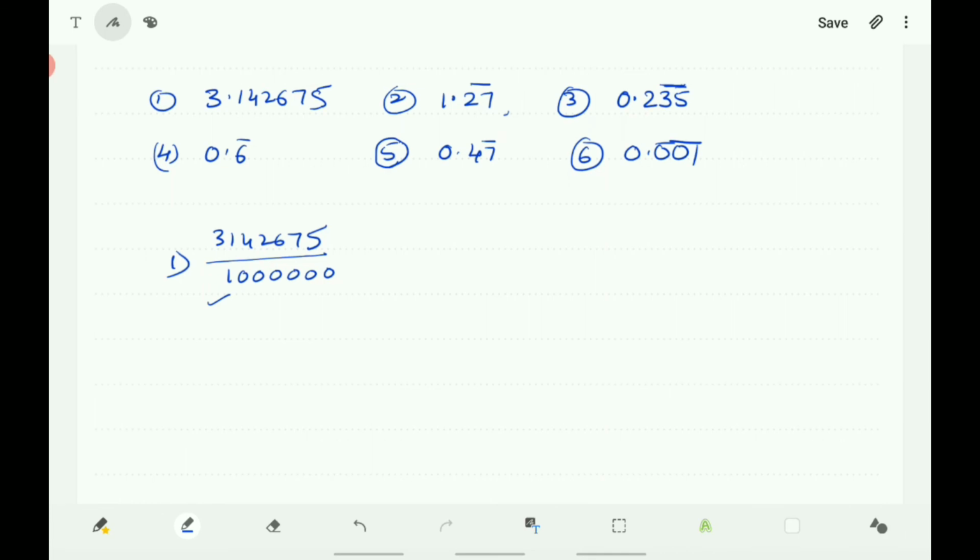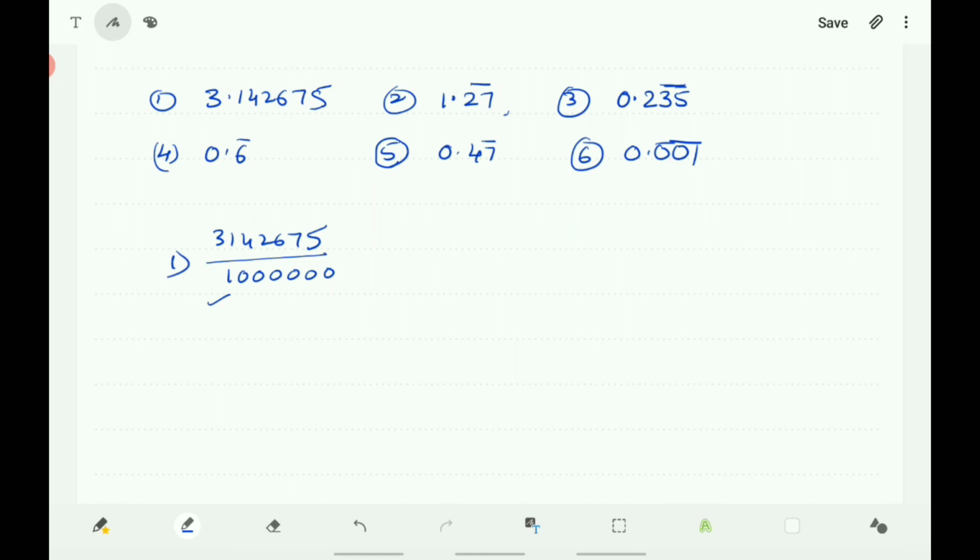And the third one is 0.235. Here 2 is non-recurring and 3 and 5 are recurring. So in the first step you take x = 0.235. After that you must transfer 2 to the integral part by multiplying both the sides by 10. Then that relation becomes 10x = 2.3535, and again to transfer 35 to the integral part you must multiply both the sides by 100 and you will get another relation here, and with the help of the two relations you can convert this into P by Q form.